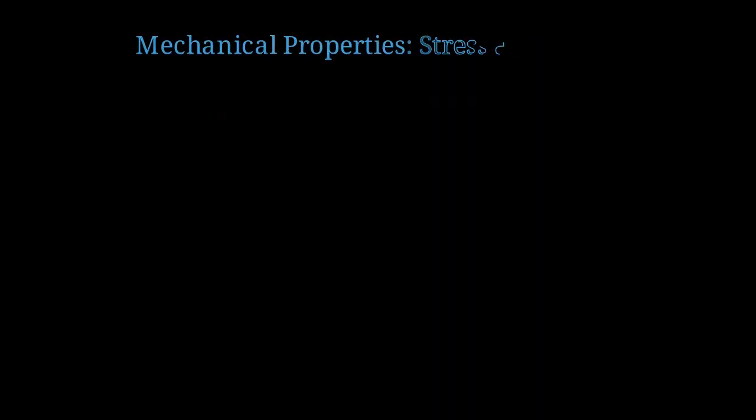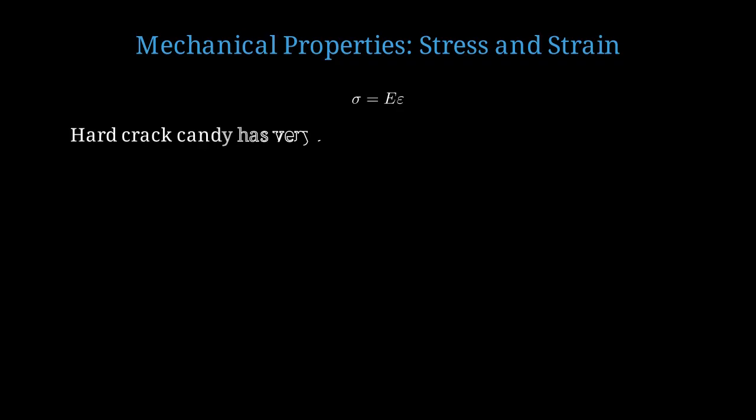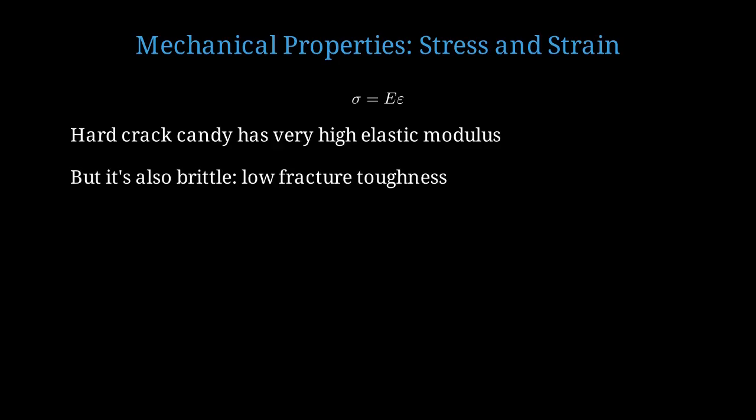From a material science perspective, we can describe the mechanical behavior using stress-strain relationships. Stress equals Young's modulus times strain for elastic deformation. This is Hooke's law. Hard crack candy has a very high elastic modulus, meaning it resists deformation. It's stiff. However, it's also brittle, with low fracture toughness.